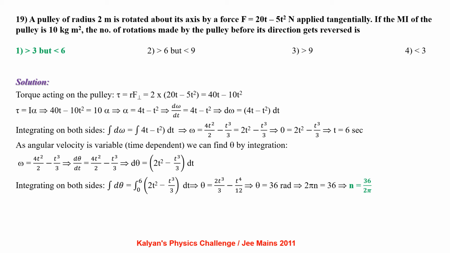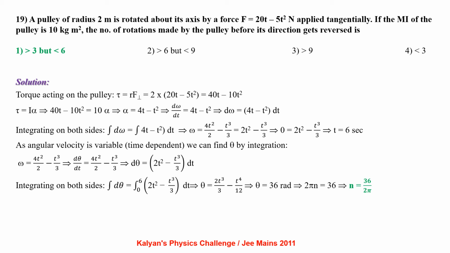Now tau also can be written as I alpha, where I is moment of inertia and alpha is angular acceleration. From there we get alpha equal to 4t minus t square. As it is variable, we can find angular velocity by integration method. Alpha equal to d omega by dt, that is equal to 4t minus t square. Upon rearranging the terms, we get d omega equal to 4t minus t square into dt. Applying integration on both sides, we get omega equal to 4t square by 2 minus t cube by 3.